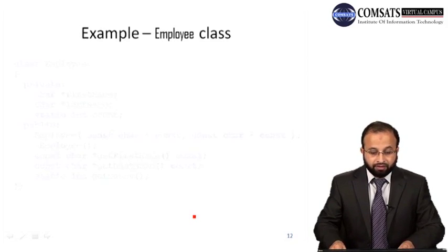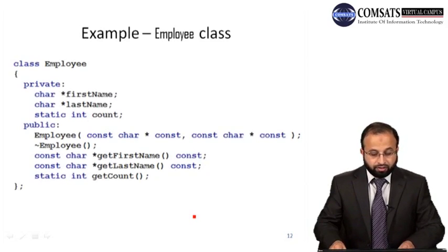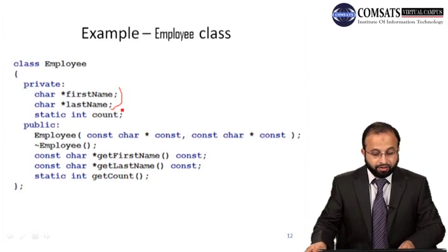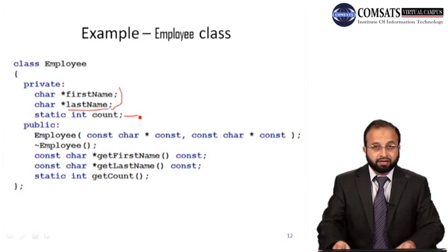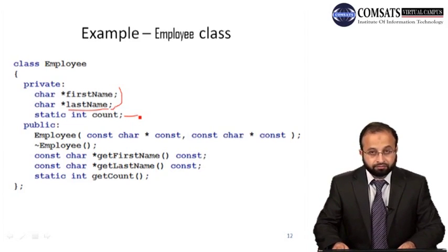Let's see another example, the employee example. In this example we have two normal private data members: first name, a pointer to a character, and last name, again a pointer to a character. Then the third data member is the static data member, whose type is int and the name is count, right?